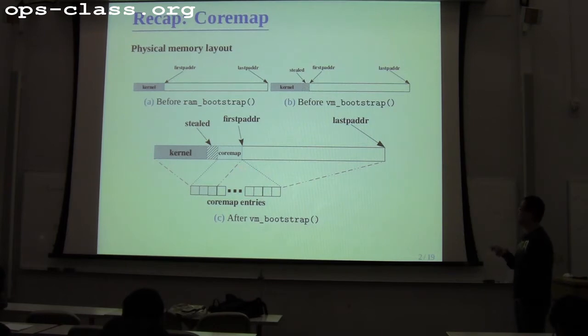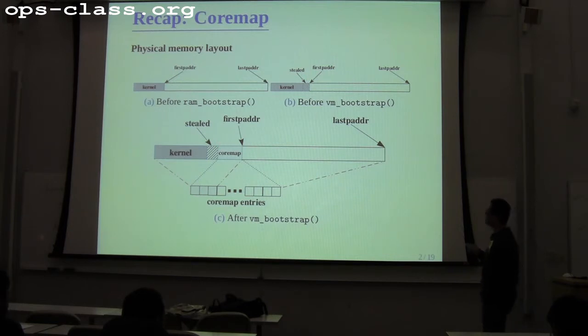So suppose you know the size of one coremap entry and multiply it by 128, that gives you the size of the coremap, right? Then you can move the first physical address forward by that coremap size, and the coremap pointer will point to here. So this chunk is your coremap.